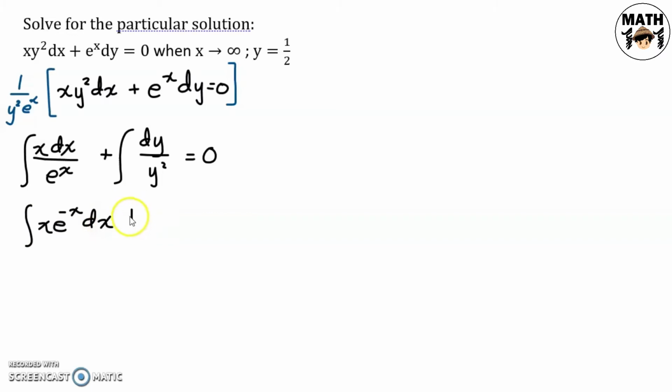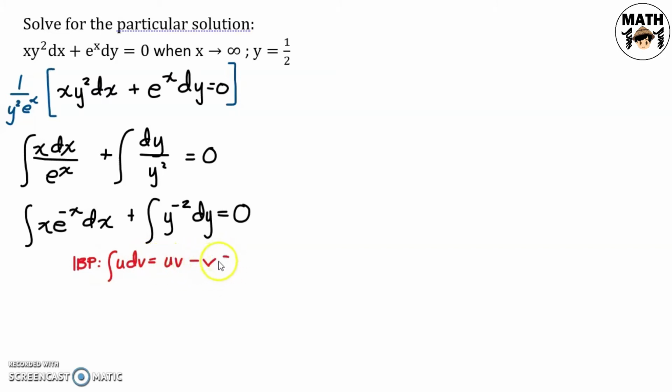And for the second term, ilagay na rin natin sa numerator yung denominator. So, magiging negative exponent. So, for this, we'll just use the power rule. And for this, let's use the integration by parts. So, integration by parts is integral of u dv, that is equal to uv minus v du.